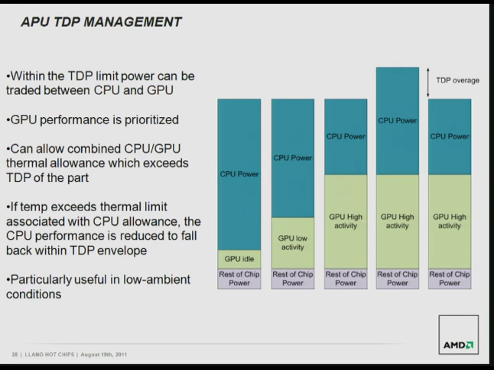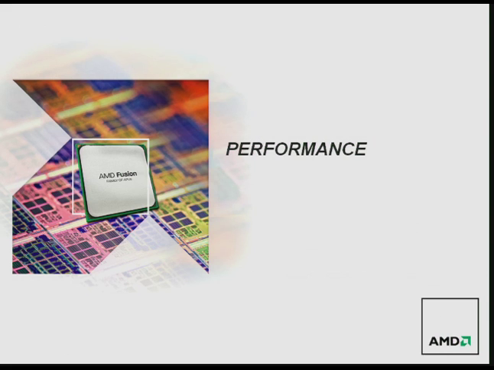One of the things that this allows us to do, we can think about it, is we can actually allow for a TDP overage as long as we're willing to thermal throttle in this case here. Let me just move on.